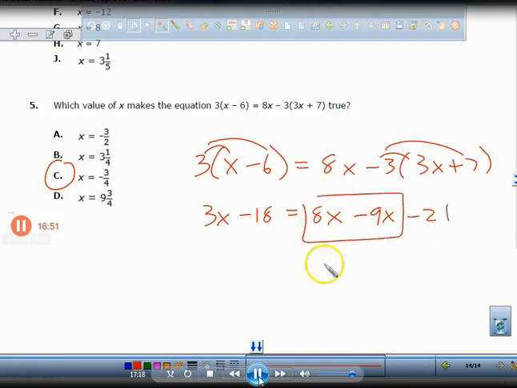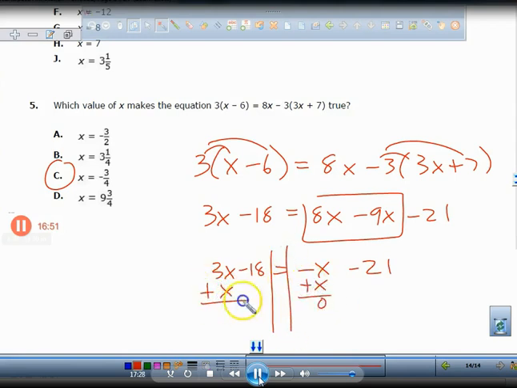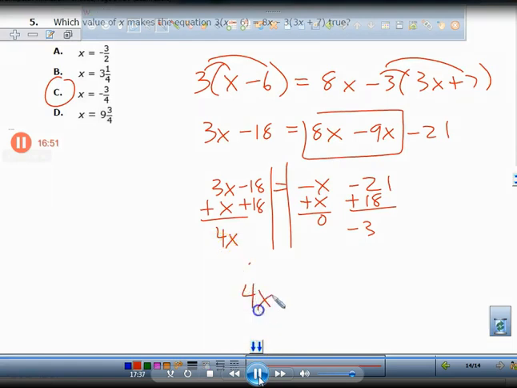Combine some like terms right there. Negative x. 3x minus 18 equals negative x minus 21. Get all the x's to one side. We're going to add an x to both sides to get a total of 4 x's. Plus 18 on both sides gets us a negative 3. Last step, divide both sides by 4. And x equals negative 3/4.